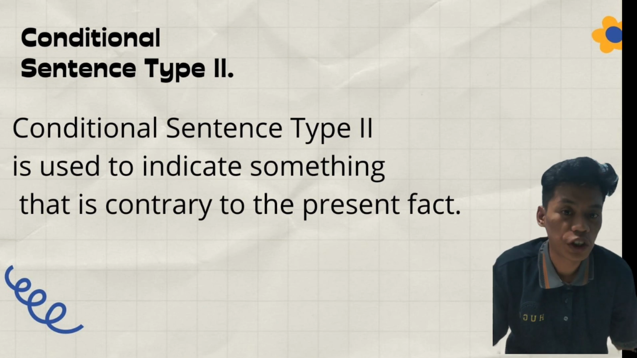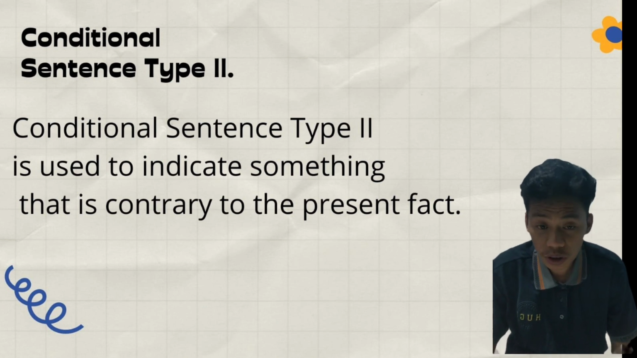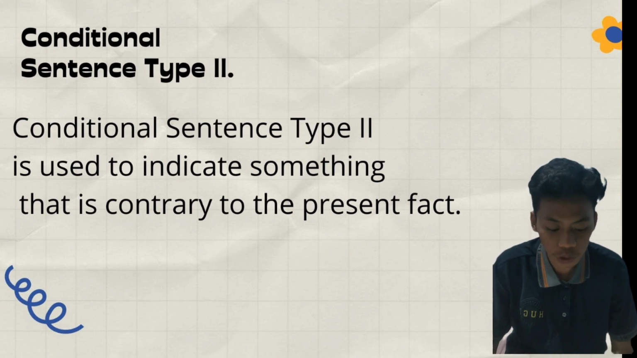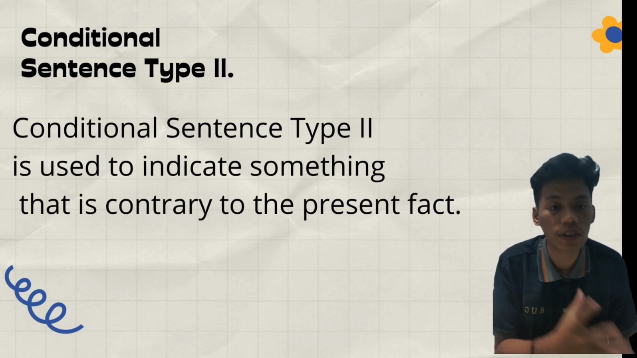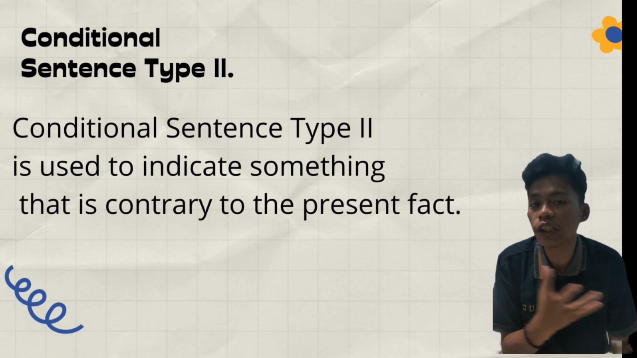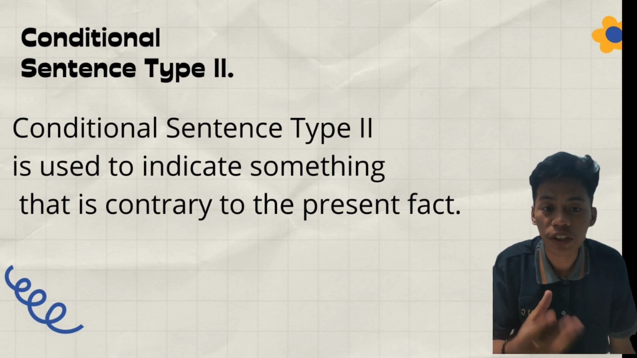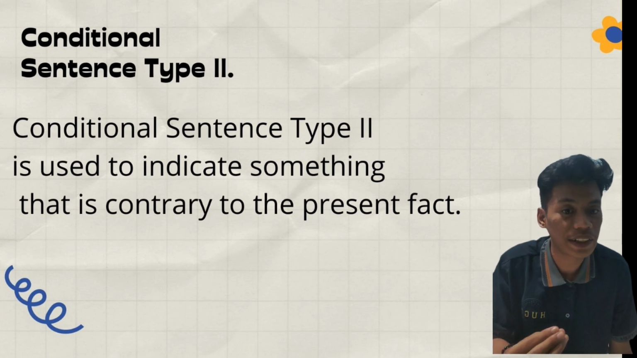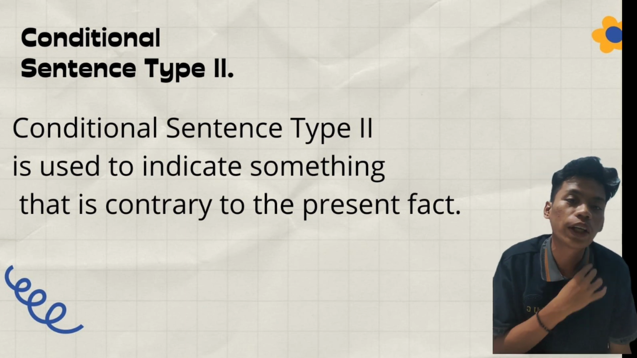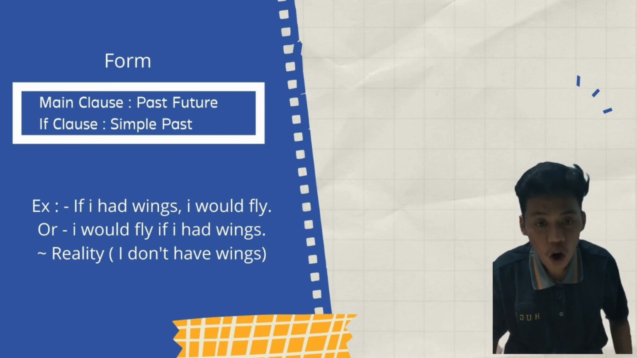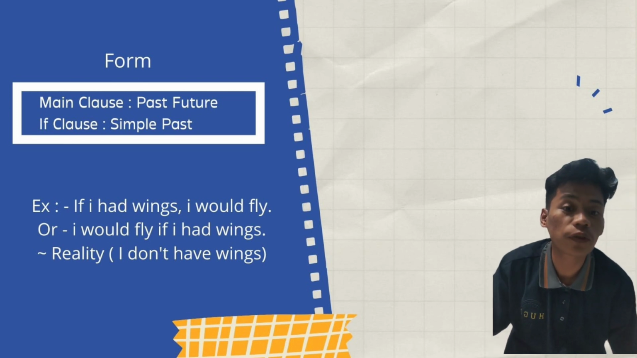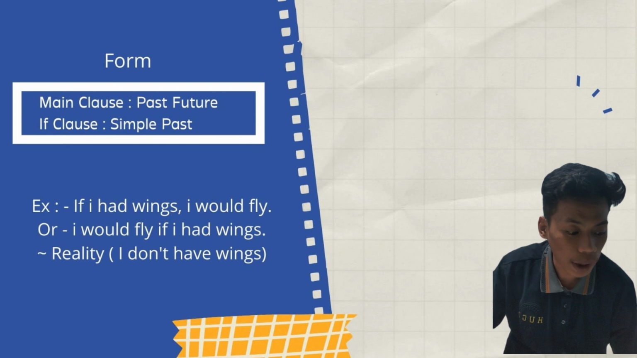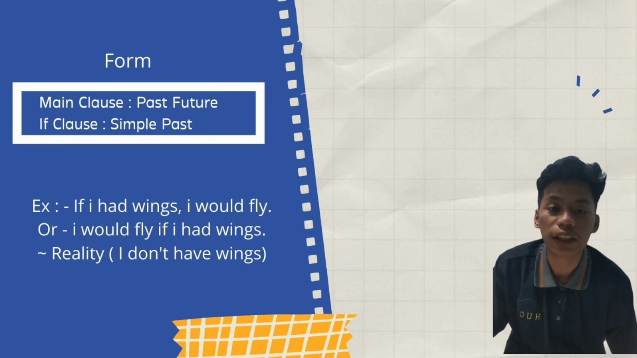The definition of conditional sentence type 2 is that it is used to indicate something that is contrary to the present fact. It means that conditional sentence type 2 is used to show something that is contrary to reality. You will understand this definition more easily when you know the example. Before the example, we have to know the form of conditional sentence type 2.